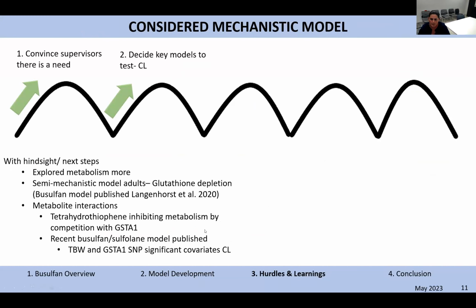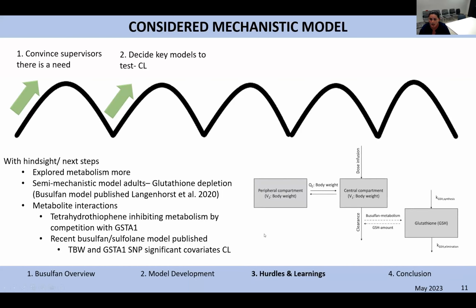So since we published our model, there's been a model published about glutathione depletion, which incorporated glutathione depletion and recycling. And it also compared a time-associated model as well. And it decided to go with this one, but the difference between the two in explaining how clearance changes over the course was quite similar.